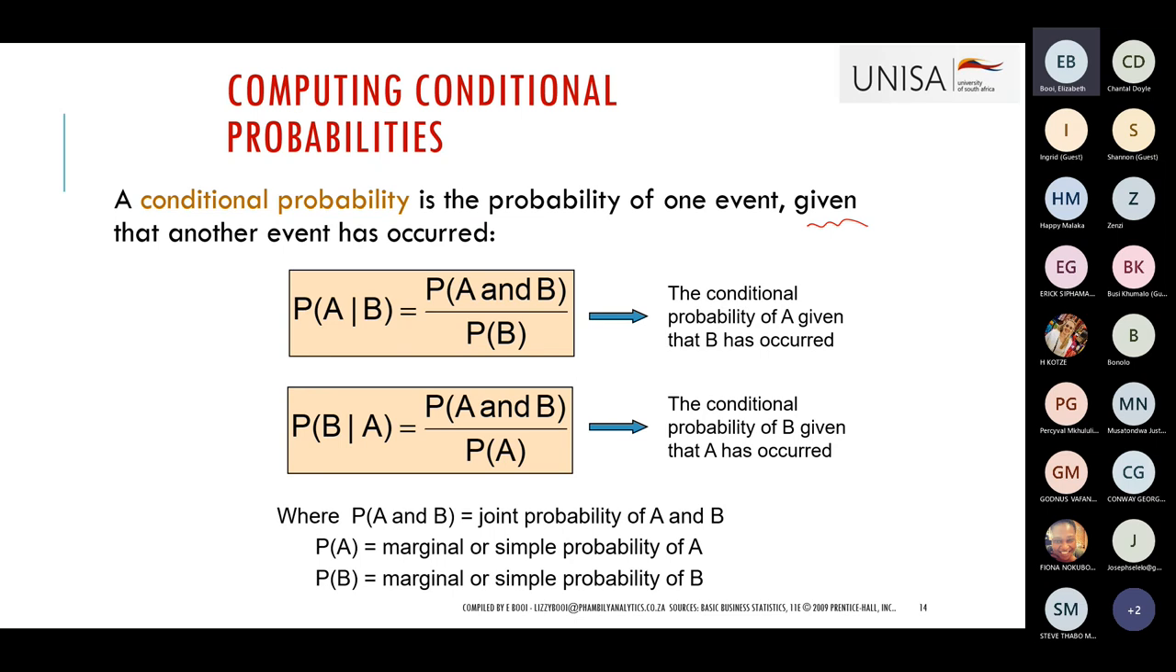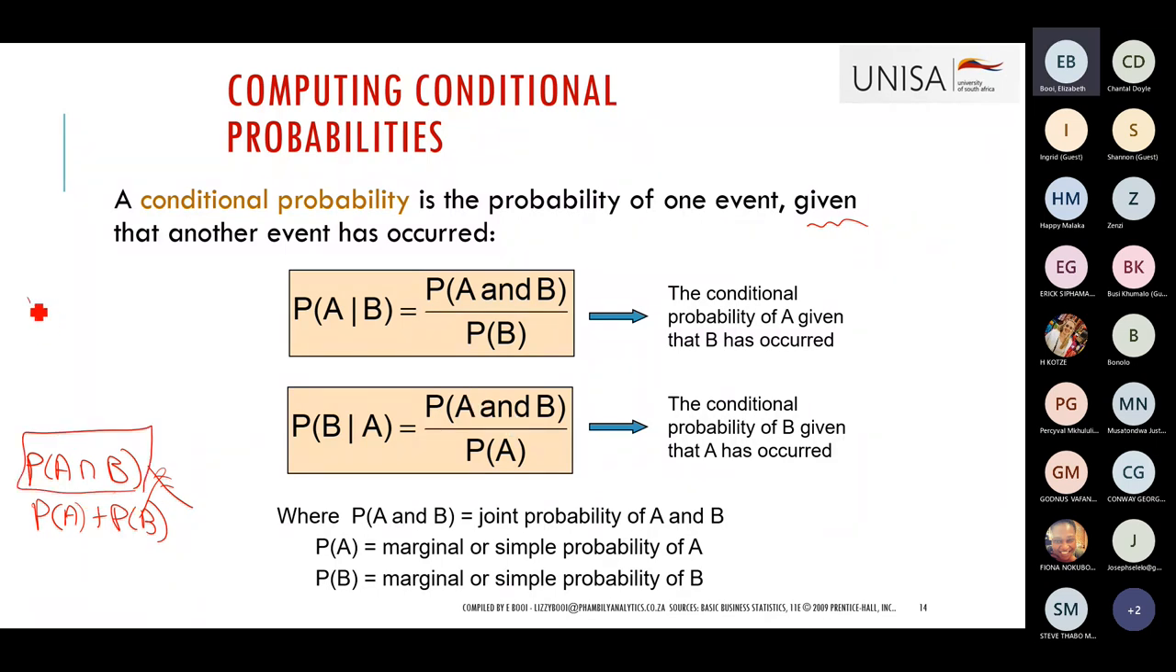The probability of B given A is also the probability of A and B divided by the probability of A. And this probability of A and B is not the probability of A and the probability of B. These are not the same. This is a joint probability, it's one value.